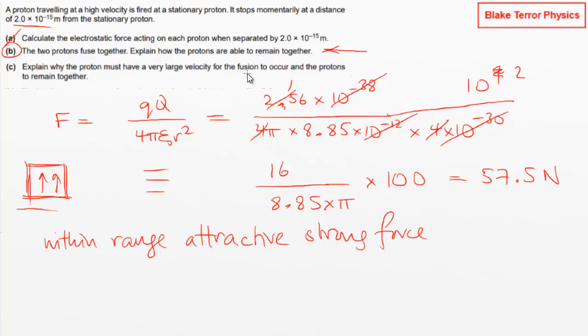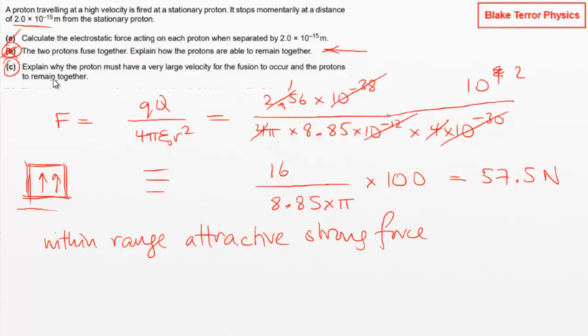If you've got two protons together, you will get beta plus decay. One of those protons will decay to a neutron and you'll end up with deuterium. A positron will be kicked out along with an electron neutrino. So what they're saying there in part B is a little bit misleading.